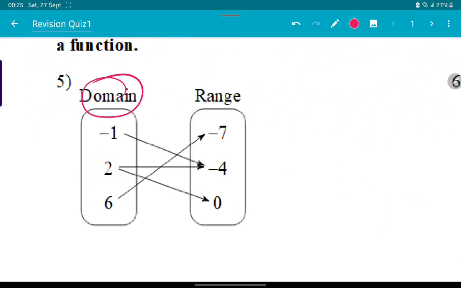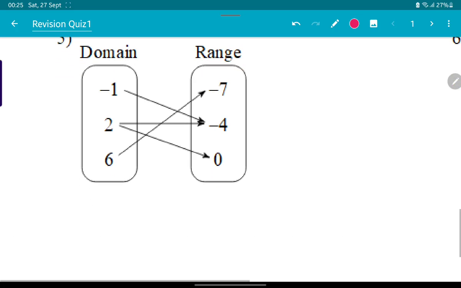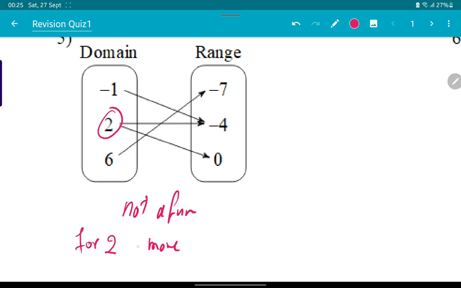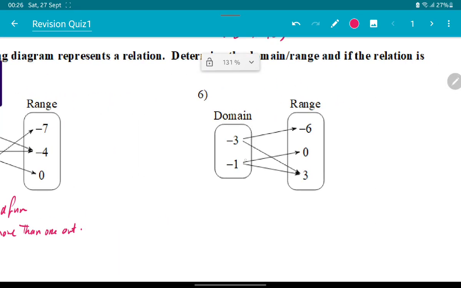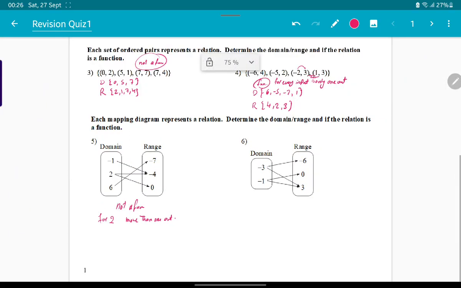Here you can see that this is the domain, the x values, the inputs, and here's the range. But is it a function or not? Can you see the 2? So it's not a function. Why? Because for the 2 we have more than one output. We can say generally that there's more than one output for one input. This is also not a function because for -1 and -3 they have more than one output.